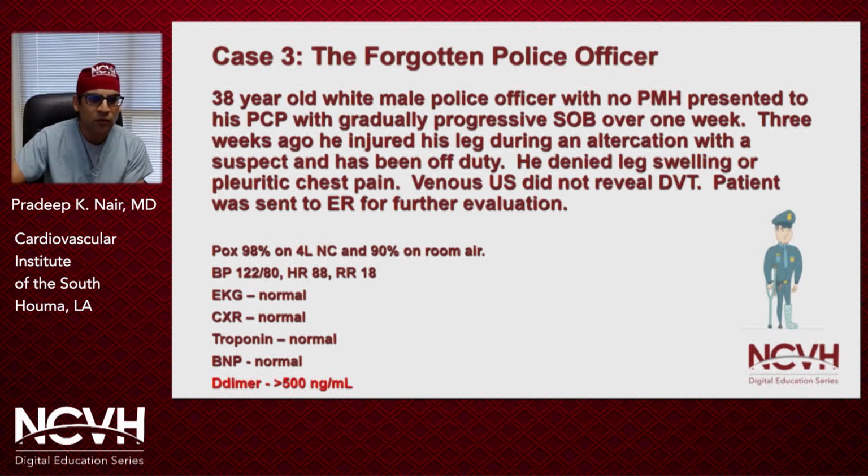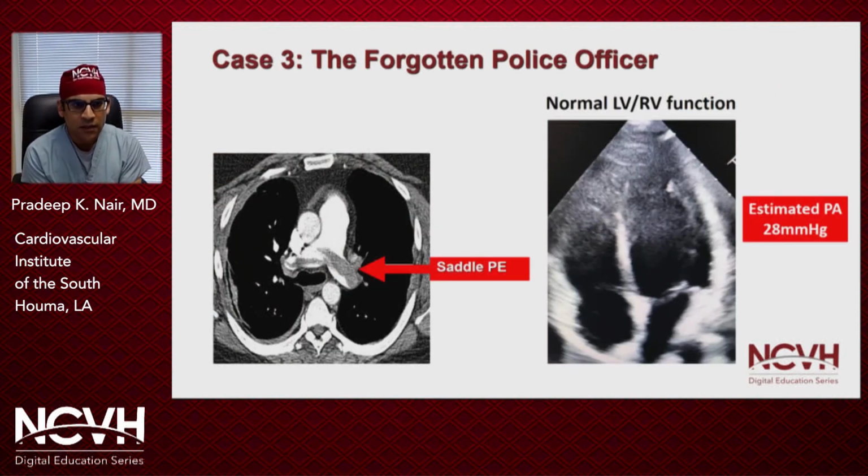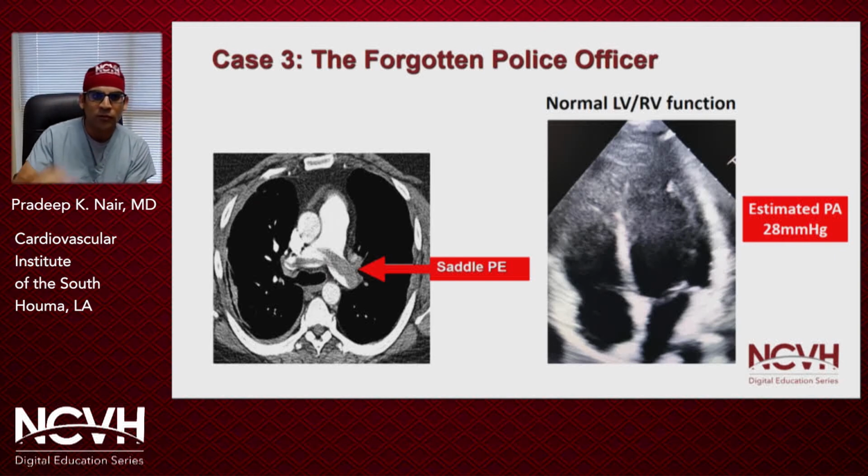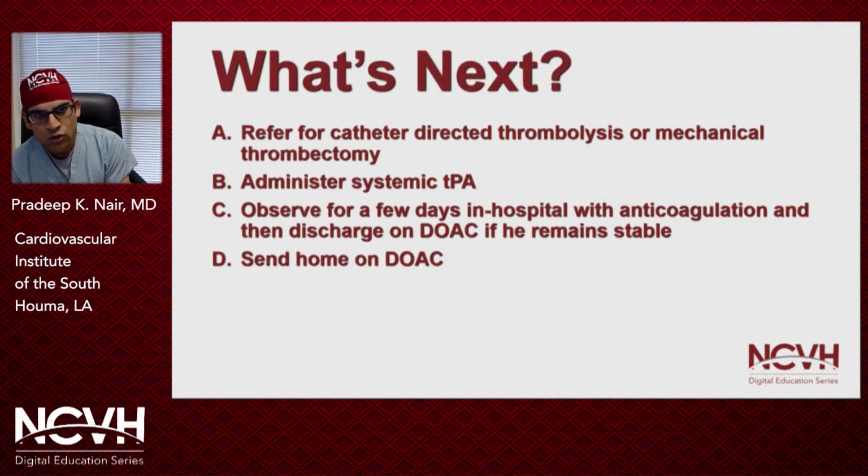EKG was normal, troponin was normal, all the biomarkers were normal, but he had an elevated D-dimer. This is what his CT scan showed, and he had a large saddle PE, and his RV on echocardiogram was totally normal. PA pressure was totally normal. So here's the question: what would you do?